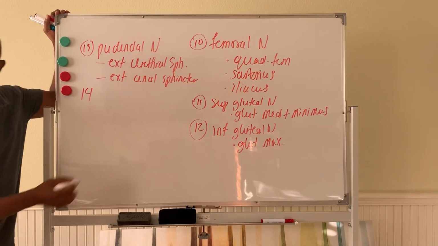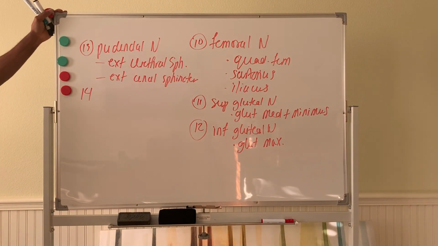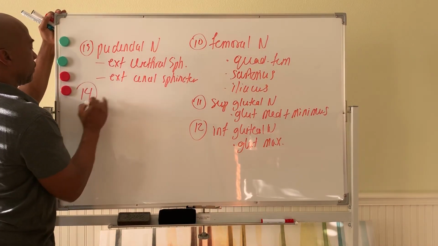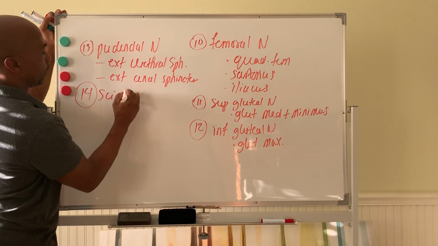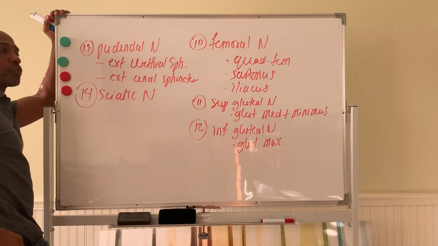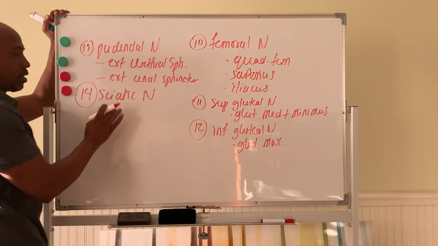And then keep going, we got your, let's do your sciatic nerve. So your sciatic nerve, okay, this is a two-part nerve. This is the longest nerve in the body, the one that passes through the greater sciatic notch. Okay, it has two parts.